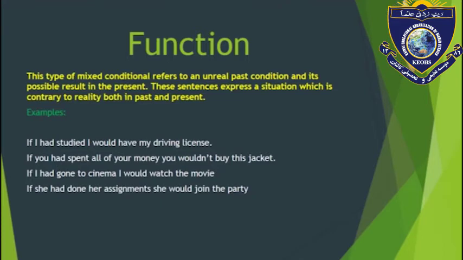If she had done her assignment, she would join the party. But now she didn't join the party, and she didn't do her assignment. This is completely unrealistic, a condition which is imaginary.